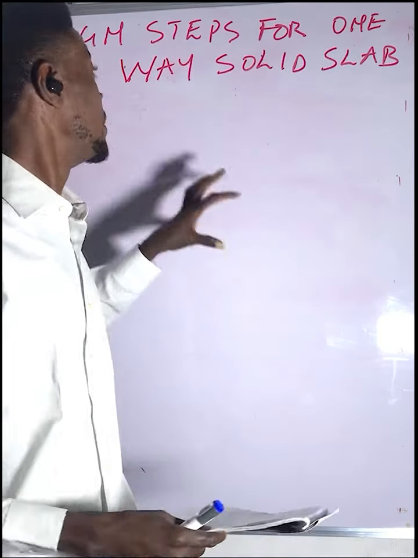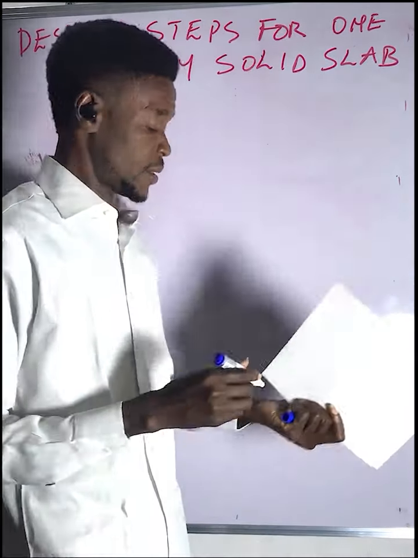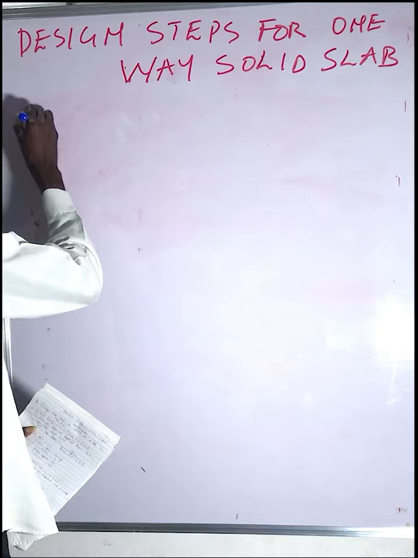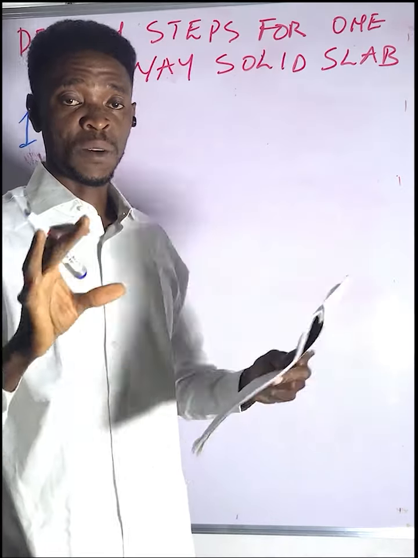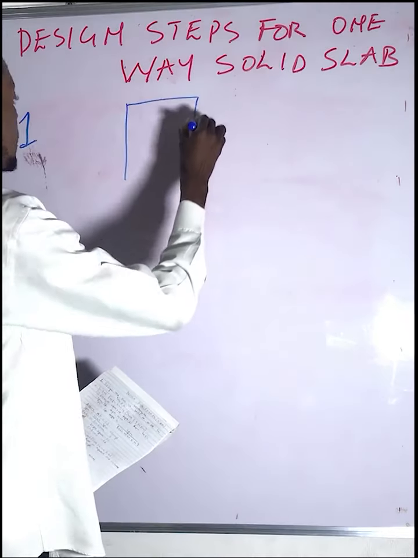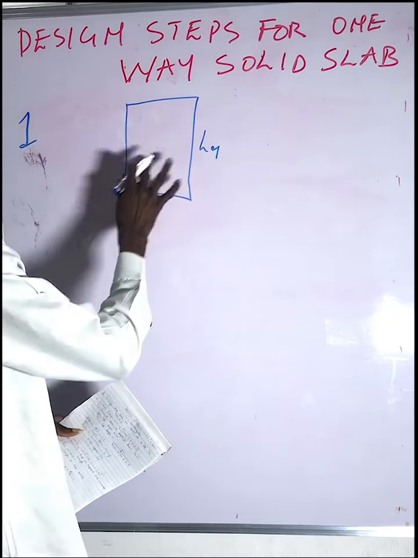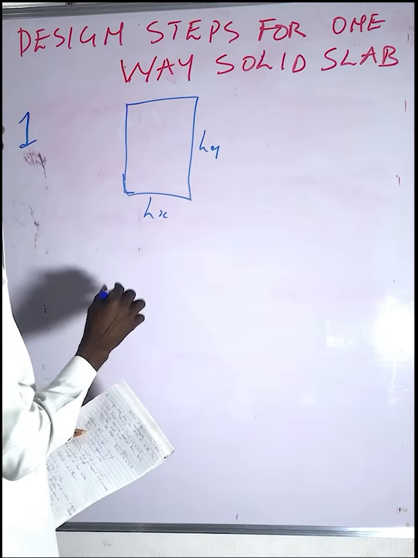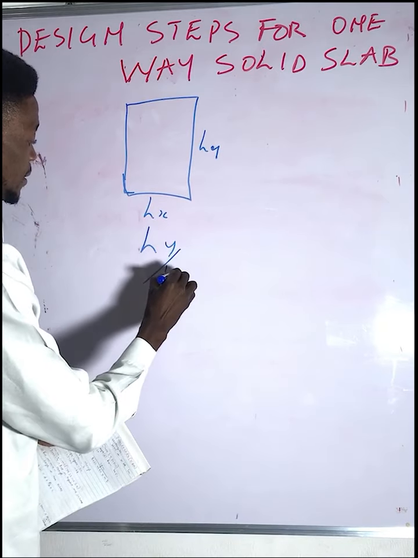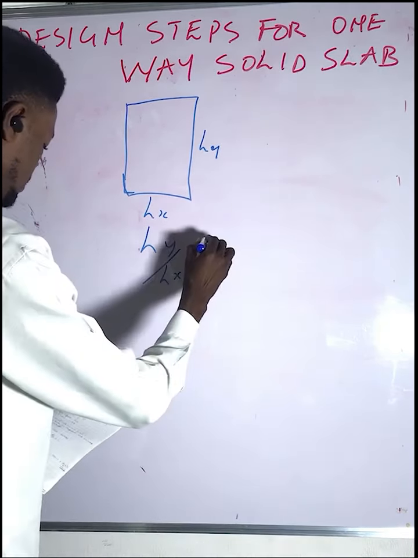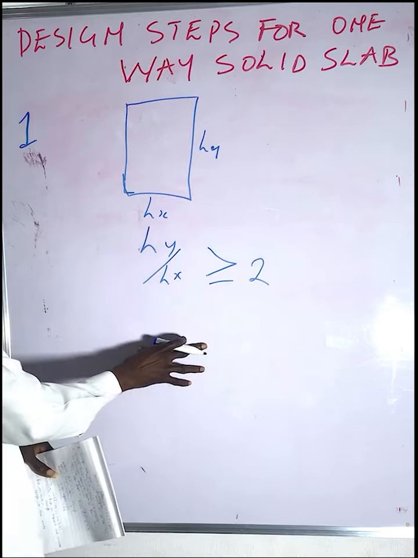Now we shall be talking about the design steps in designing a one-way solid slab. First, you have to design the slab as a rectangular beam. If this is your LY, which is the longer span, and LS, the first thing you need to do is check the ratio between LY and LS. If it is greater than or equal to 2, you design as one way.